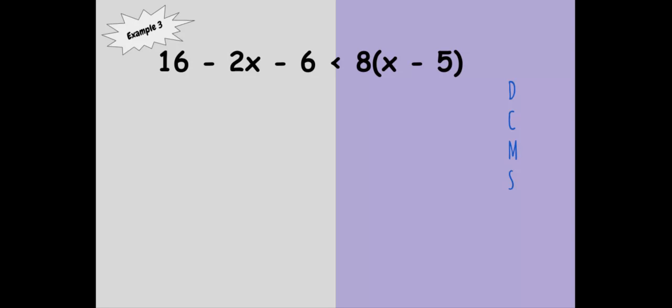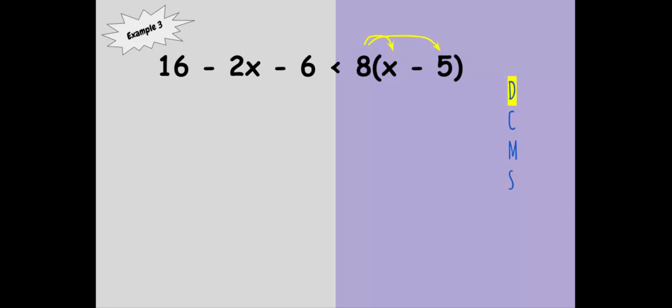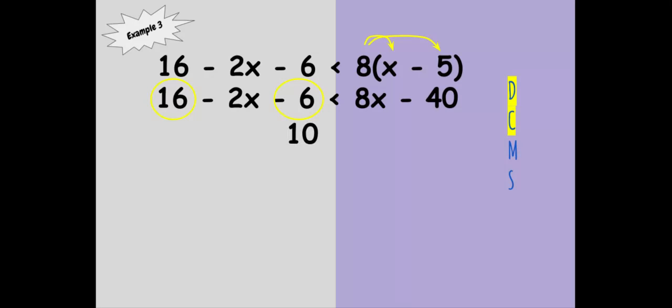So go through DCMS. Is there distributing? Yes. We're going to multiply 8 times x minus 5 and get 8x minus 40. Bring everything else down. Now we go to combining like terms. Is there any combining like terms? Yes. On the left-hand side, there's 16 minus 6, and we get 10. Bring everything else down. So we have negative 2x plus 10 is less than 8x minus 40.